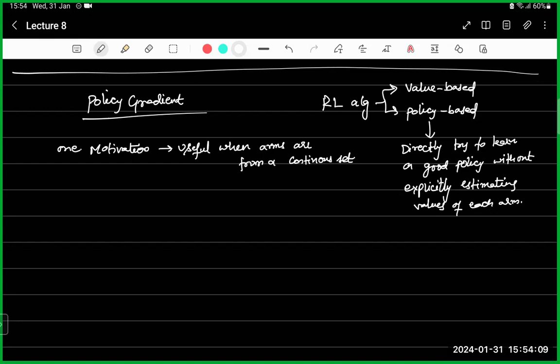Okay? So maybe it's okay if you do not appreciate this fully here, but I just wanted to mention that so that when we do the full RL setting, you'll understand that clearly. Okay. So that was one of the motivations. This will allow us to handle stochastic policies. Okay.